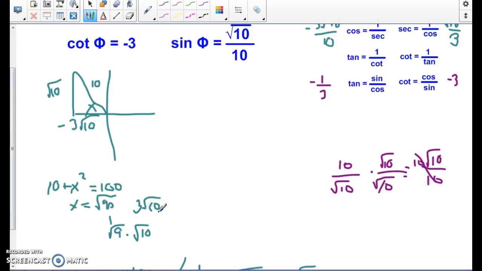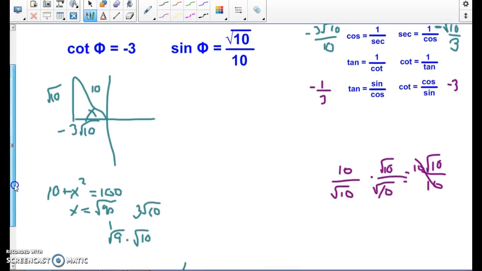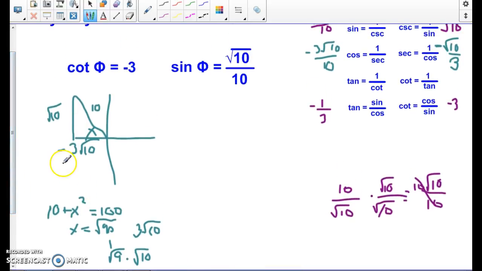Some of you might go, what? Well, root 90 is root 9 times root 10. The square root of 9 is 3. 3 times root 10. That goes back to your earlier experience. For a second there I forgot the negative, but I quickly added it in because my x values are negative over here. So then notice that your tangent will work out because it's opposite over adjacent.